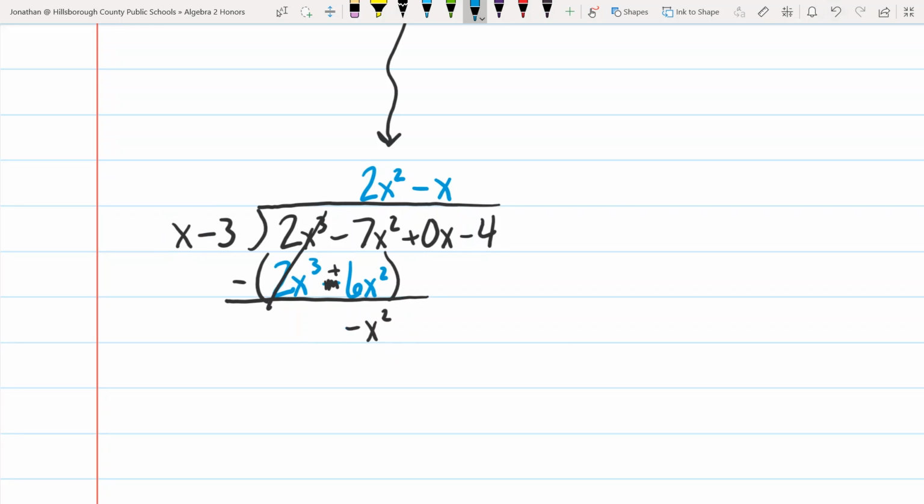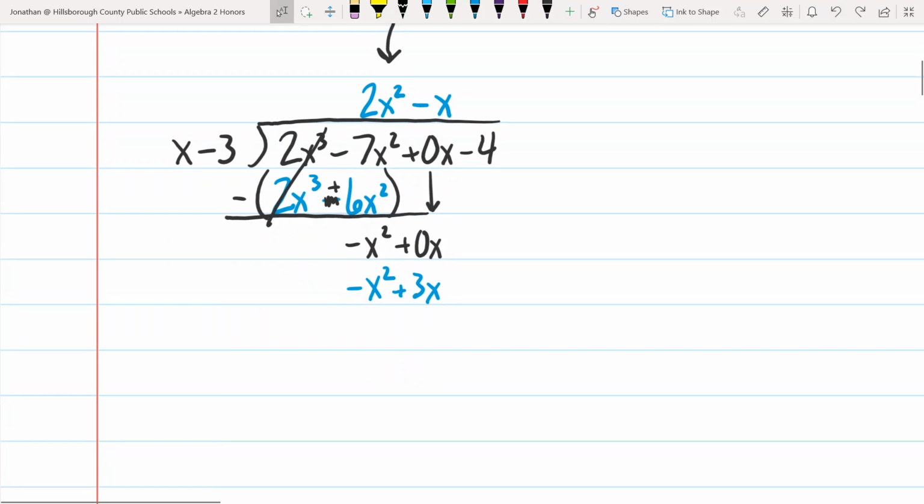Oh, excuse me, I forgot to bring down my 0. For dividing by two terms, we have to match it with two terms. So -x squared plus 3x, that's this multiplied to both of these. Again, we are subtracting every time, just like in regular long division. So this turns to a plus, this turns to a minus. You don't have to scratch out the symbols. It's up to you, but it's really useful to remember that your terms flip.